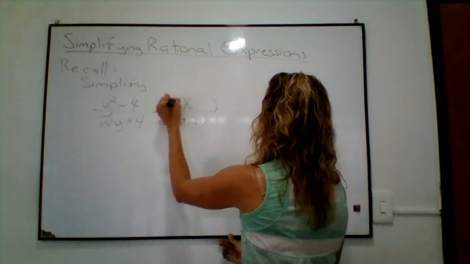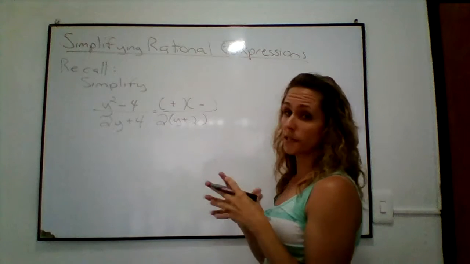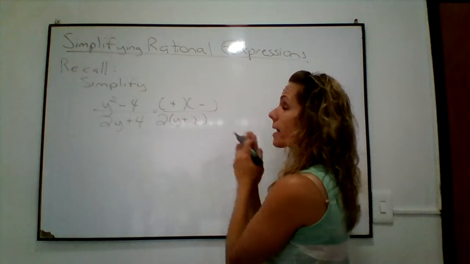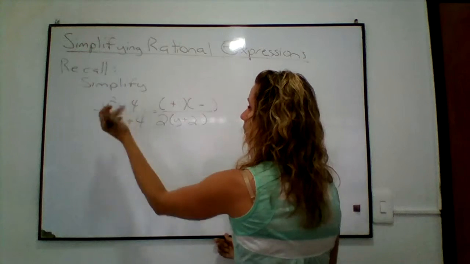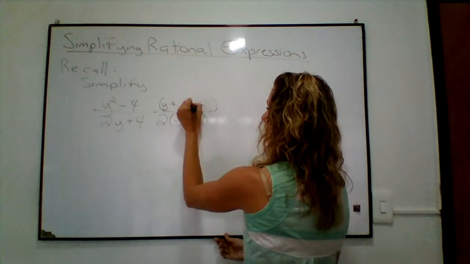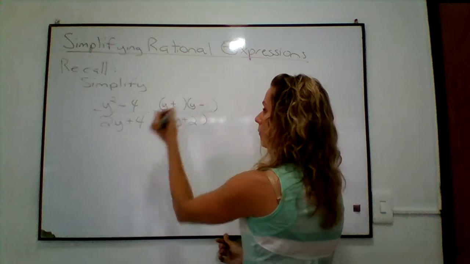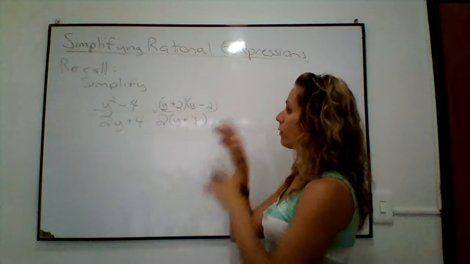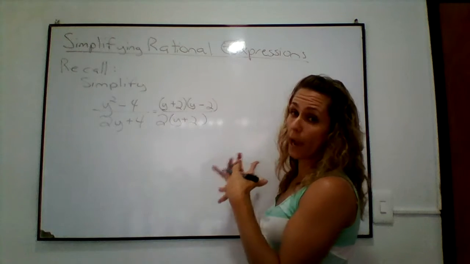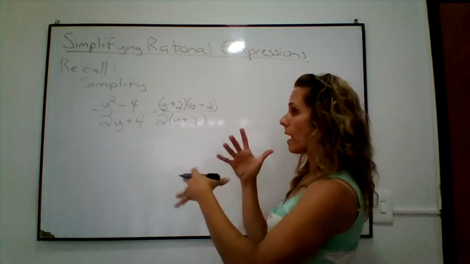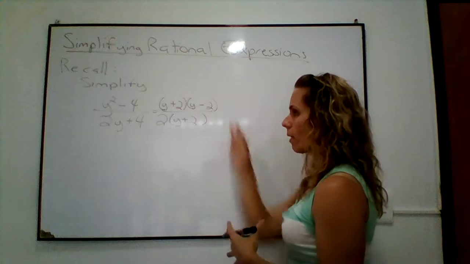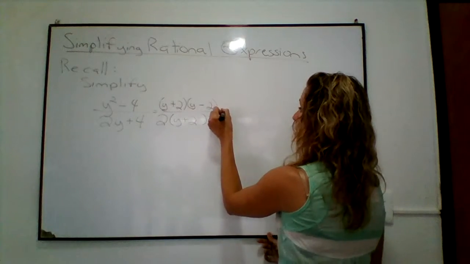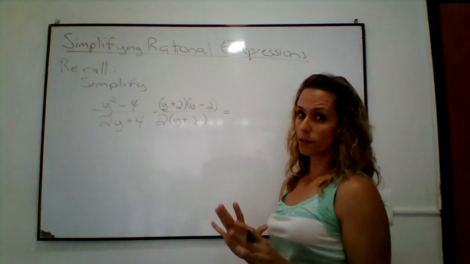Meaning, we should have opposite signs, but other than that, everything else is the same. In order to get y squared, we need to multiply y times y. And in order to get 4, we need to multiply 2 times 2. Remember, you can always check your work by multiplying out what you factored to see if you come back to your original. However, we're not going to do that because our job is to simplify.